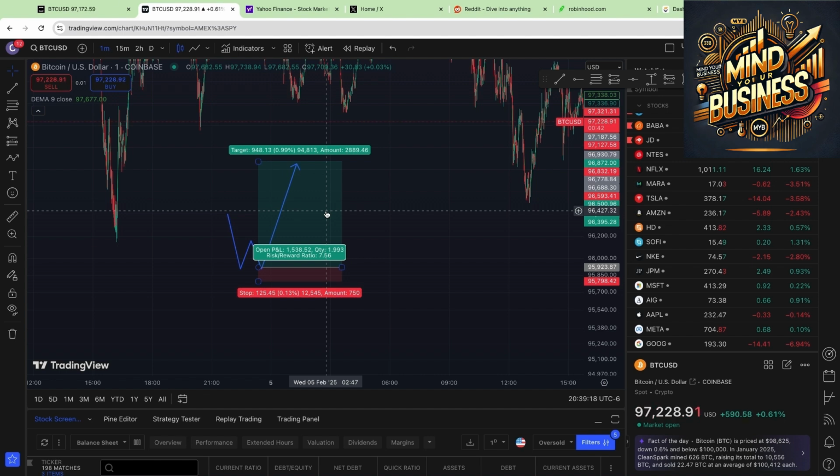How do we identify a bullish inverted head and shoulders, guys? First, we want to look for a downtrend leading to a formation. Identify three troughs with the middle trough being the lowest. Confirm the pattern with a neckline breakout. Volume should increase at the breakout. So how do we draw that? We want to remove this now.